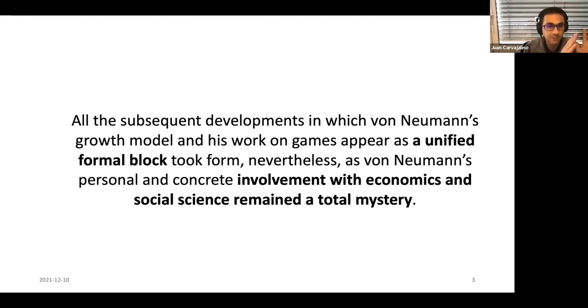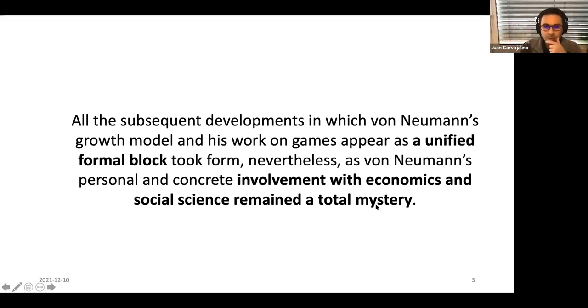We know that he's a mathematician, but subsequent generations of mathematical economists took what he did as a formal block. The different connections between topology, convex theory, theory of systems of linear equations and inequalities, all these things were put together without even knowing that at some point they had to be put together. They were not always put together in this way.